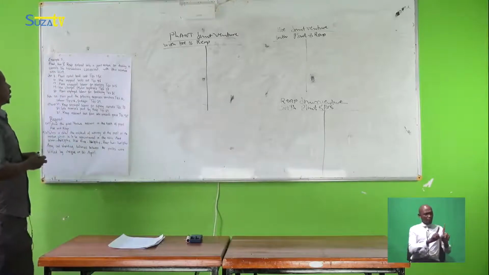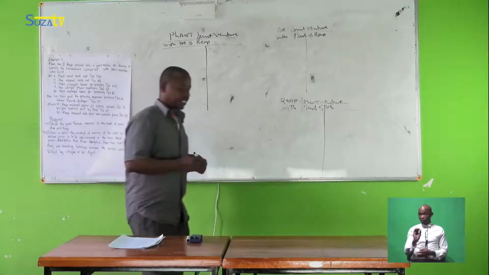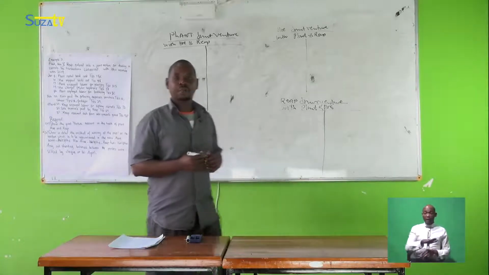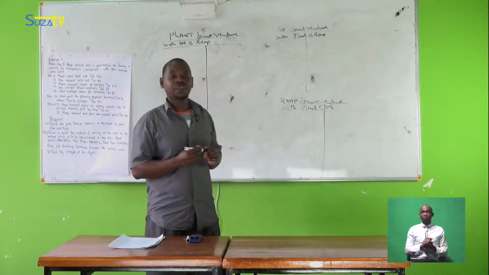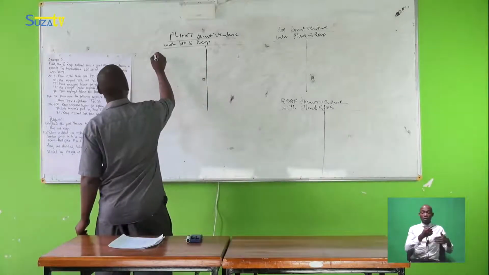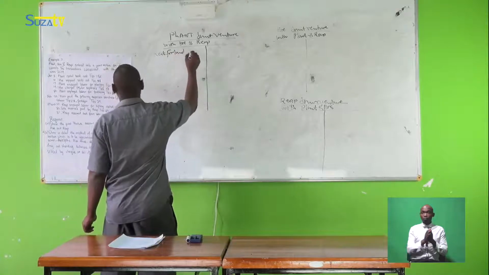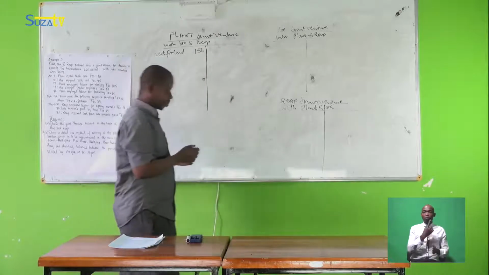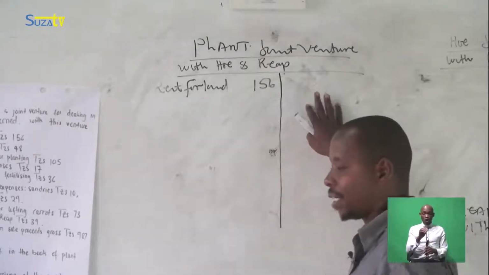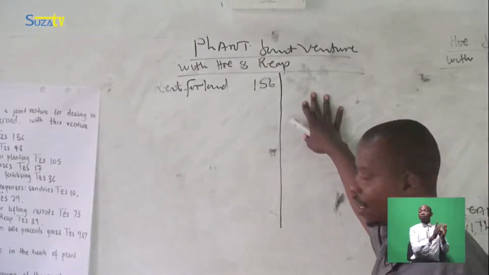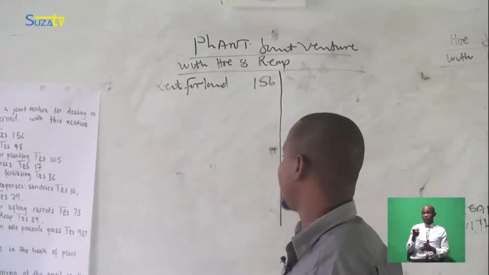Plant rents a land, cost 150. If Plant rents a land, it means that Plant incurs the cost of rent for land. Therefore, Plant will record in the books by saying rent for land 150. This book is owned by Plant, and all transactions concerning Plant will be entered in this book of Plant. Here we saw that Plant rent for land is 150.